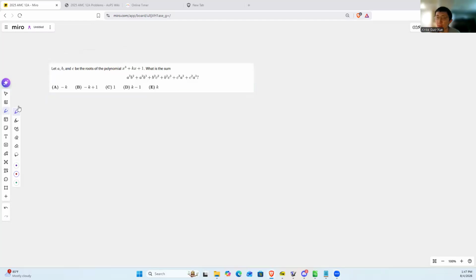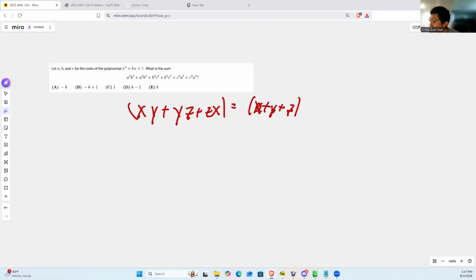So where might we have seen this before? Well, if it was like xy plus yz plus zx, it could be like x plus y plus z squared minus x squared minus y squared minus z squared, but there's a factor of, it's divided by two. So maybe we can do something similar here. And in fact, we can.